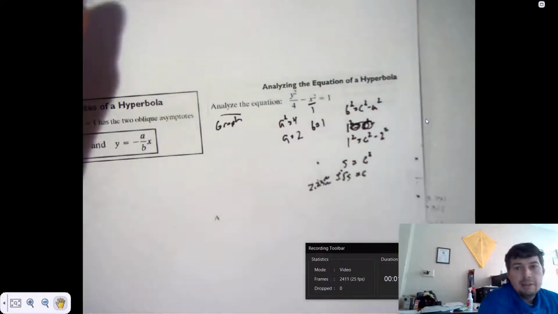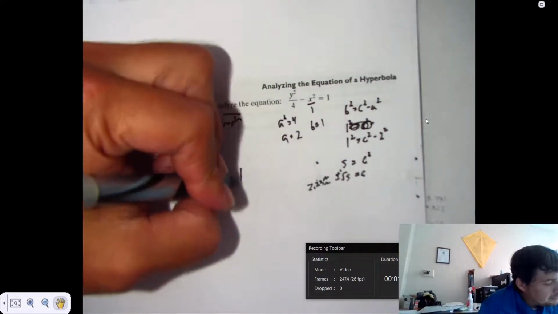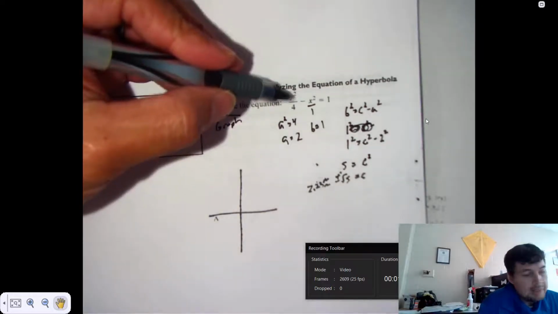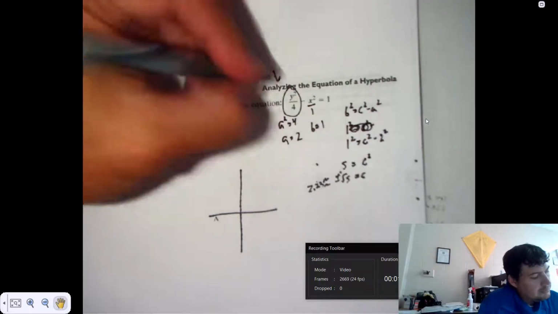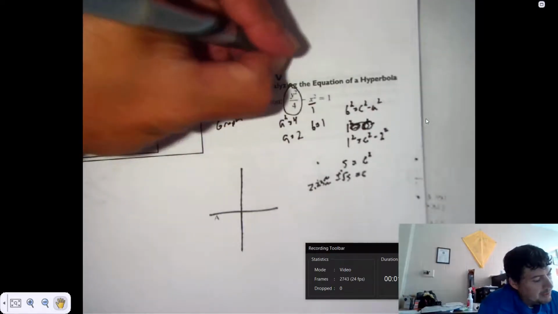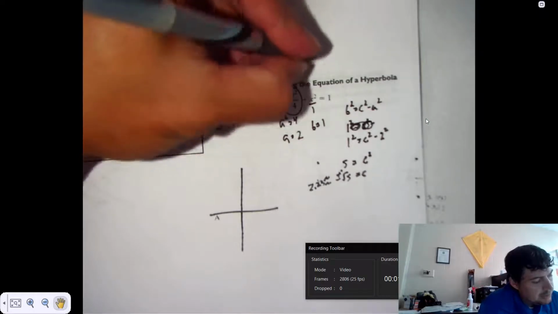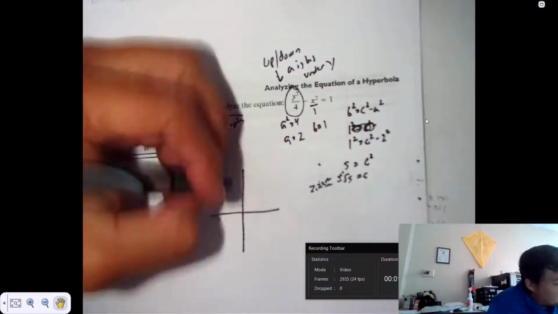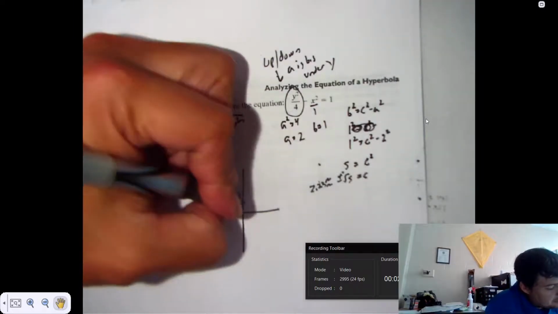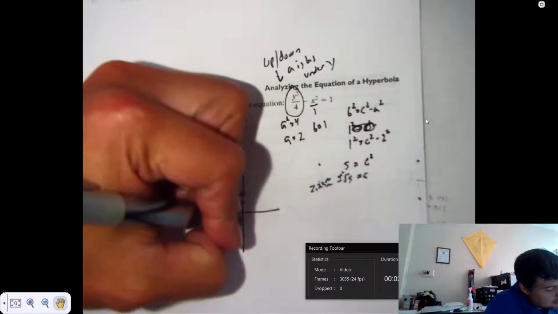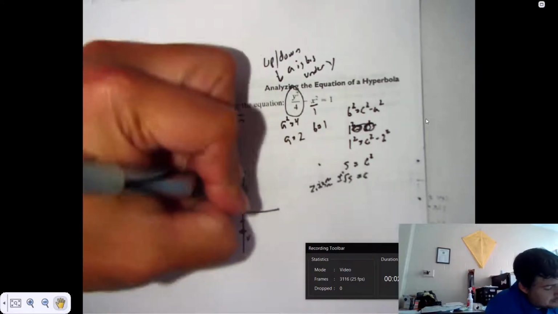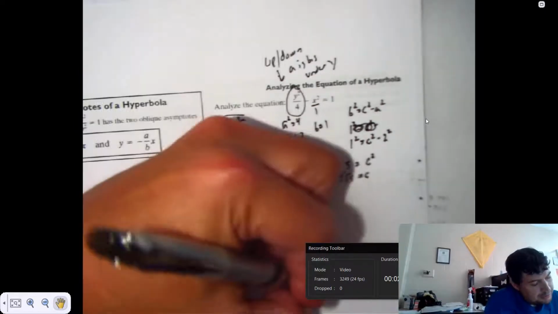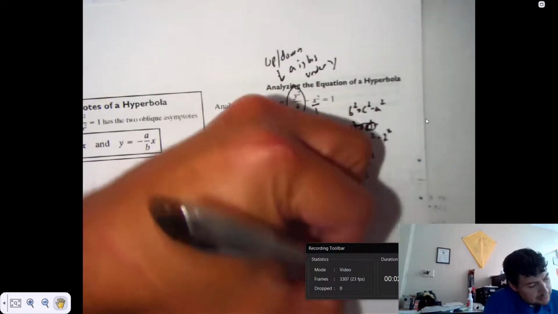And I think we have everything to figure this out. Because this is the big guy. This is an up-down situation because a is big and it's under y, and y starts with y. So we know all that. So our vertices are right here and right here. We have two vertices. Now I'll write that off to the side. Now it would be proper if you said you had vertices at 0, 2 and 0, negative 2.